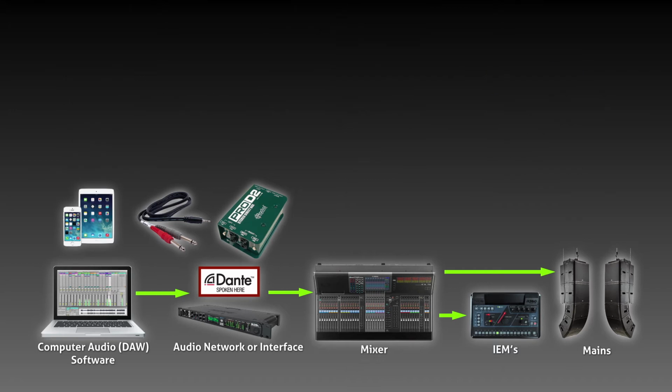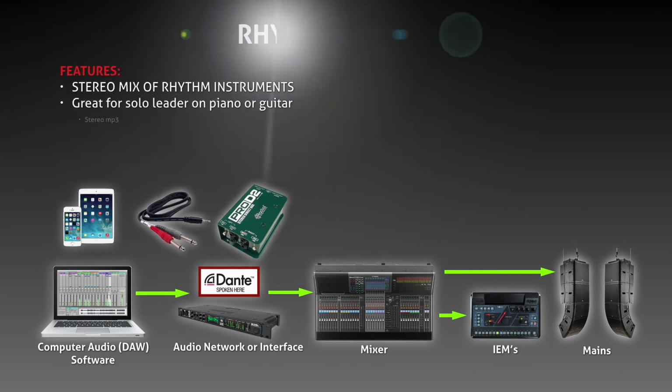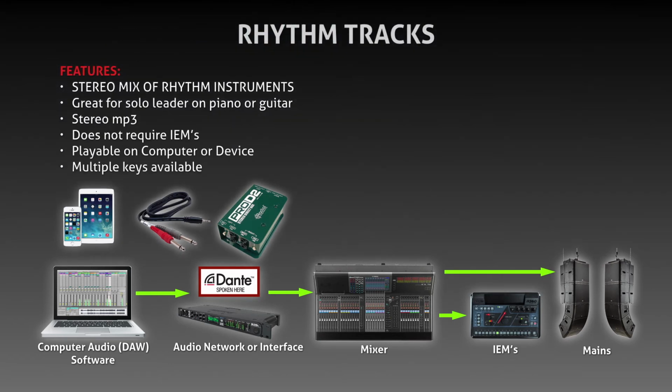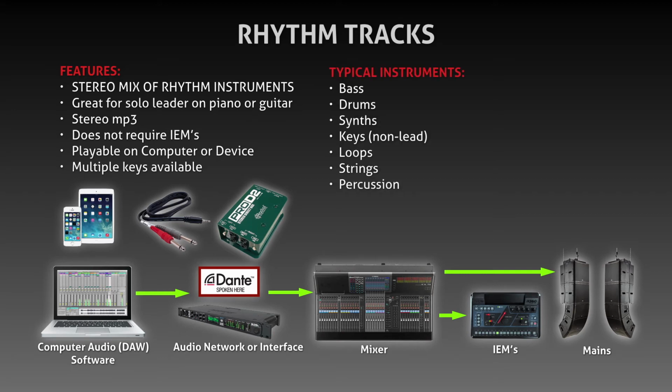So let's take a look at the next type of track, which is called rhythm tracks. Now, rhythm tracks are kind of like band tracks in that they're more of a full stereo mix. They're great for a leader that maybe leads alone from a guitar or keys, or you have a really small leadership group of instruments, but you don't necessarily have a strong rhythm section. So rhythm tracks are going to include bass, drums, synth, again, any non-lead keys, loops, strings, percussion.